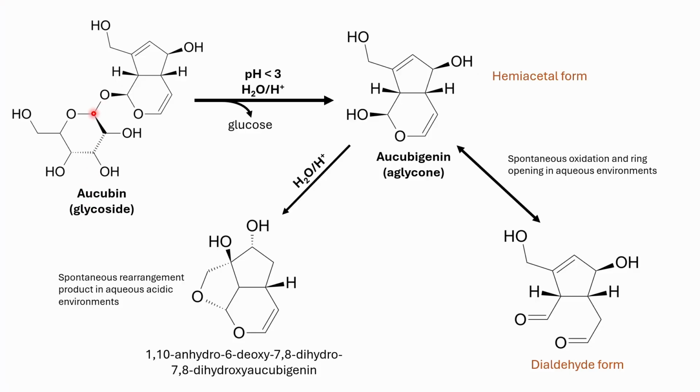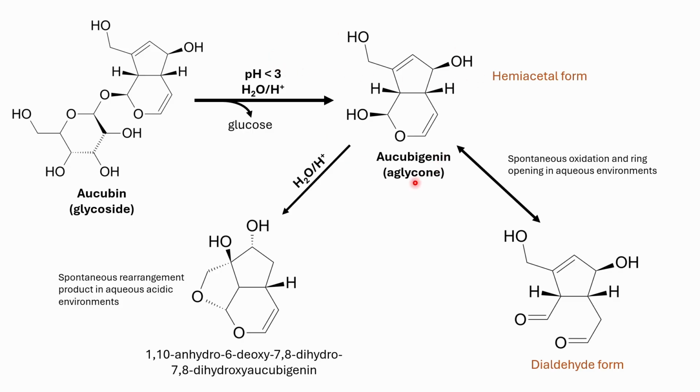Aucubin is a relatively fragile iridoid, and it can undergo some transformations when it's extracted or taken as medicine. First of all, it has a fairly weak glycosidic bond, which is sensitive to acid environments. Think pH less than 3. The glycosidic link will hydrolyze and liberate aucubigenin and a glucose molecule.